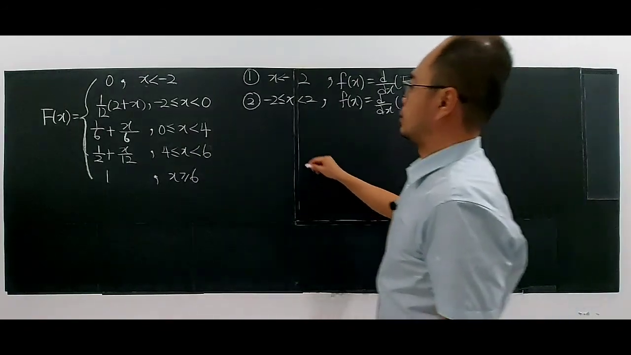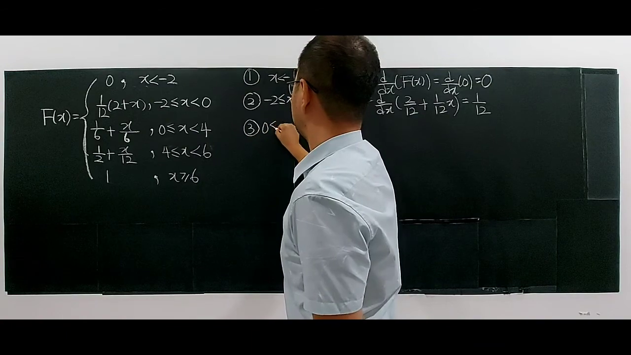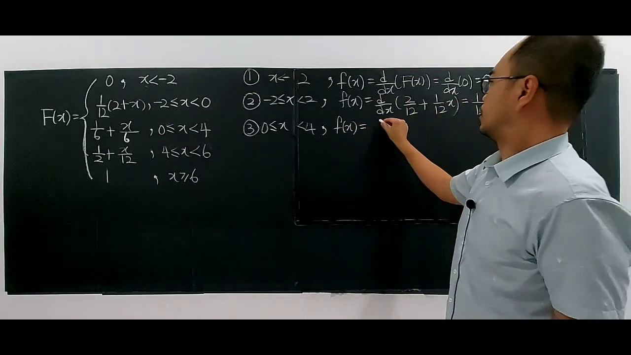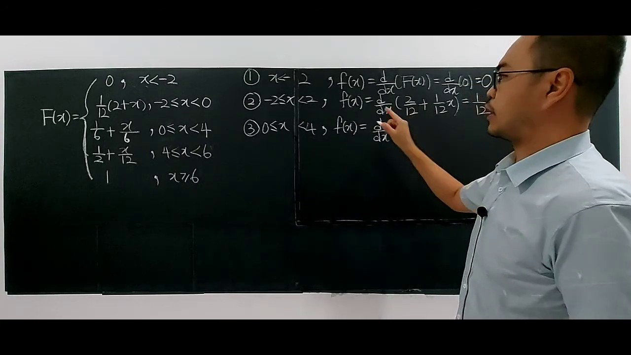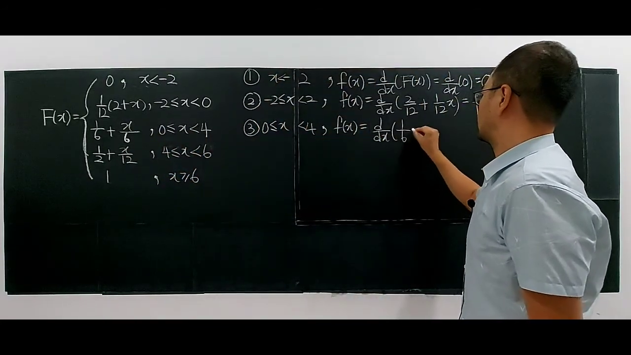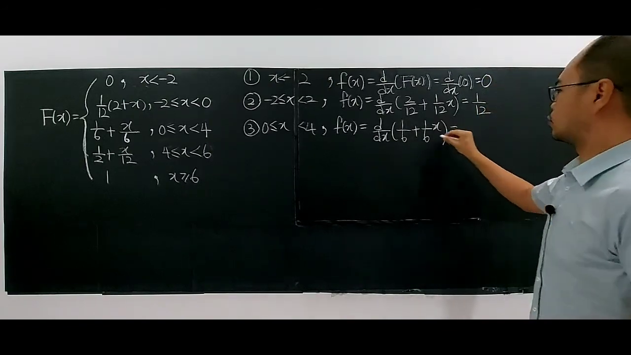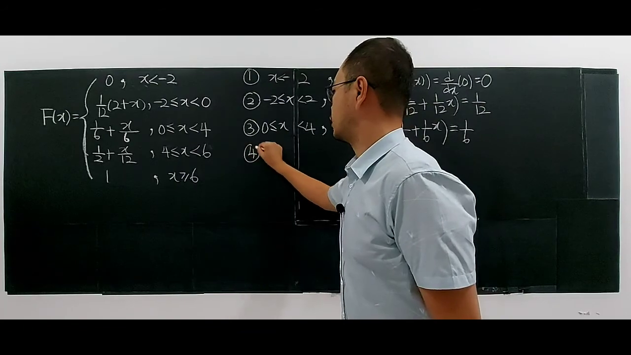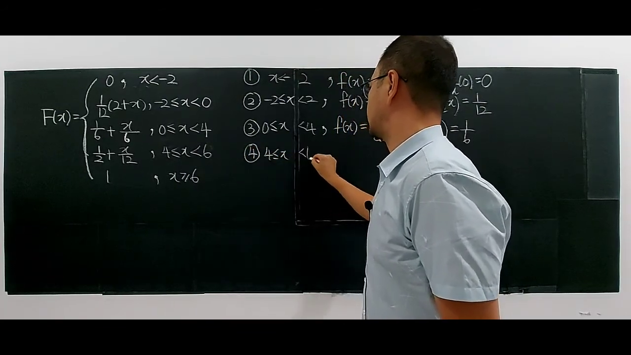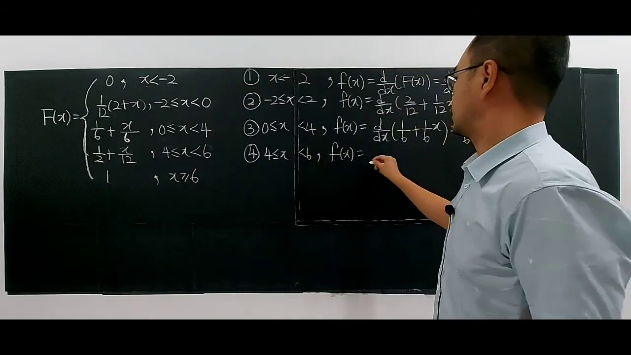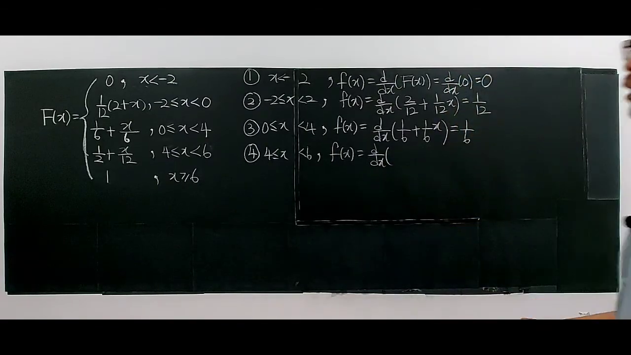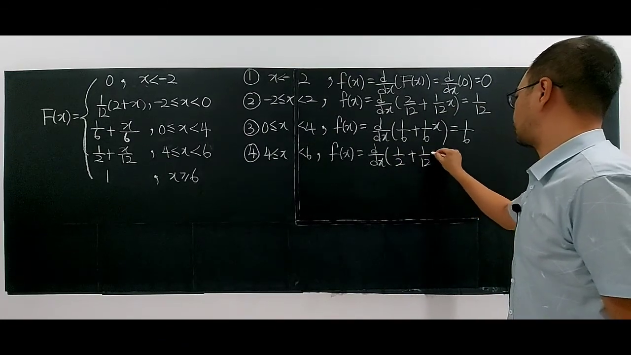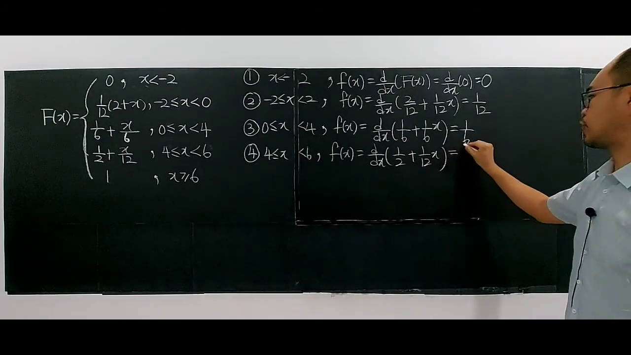Later on, the third interval, which will be 0 up to x less than 4. Your probability density function at this interval, you have to differentiate the cumulative function at this interval, which is 1 over 6 plus 1 over 6x, or x over 6. Differentiating constant, we're getting 0. Differentiating 1 over 6x, you have 1 over 6. Alright? Okay, now go for the fourth interval, 4 up to 6. Your probability density function, you have to differentiate the cumulative distribution function at this time, which is 1 over 2 plus 1 over 12x. Differentiating constant, 0. Differentiate 1 over 12x, you have 1 over 12.